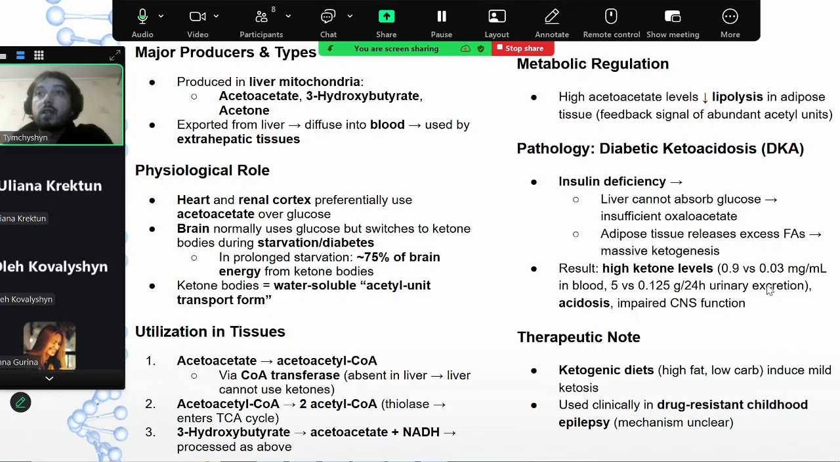Here you see the exact numbers, so you might guess this is more than 30 times higher in blood, and here you see much more in urinary excretion, so those are really high levels. And of course that leads to acidosis, because you have a lot of acid in the blood, and leads to many bad consequences.